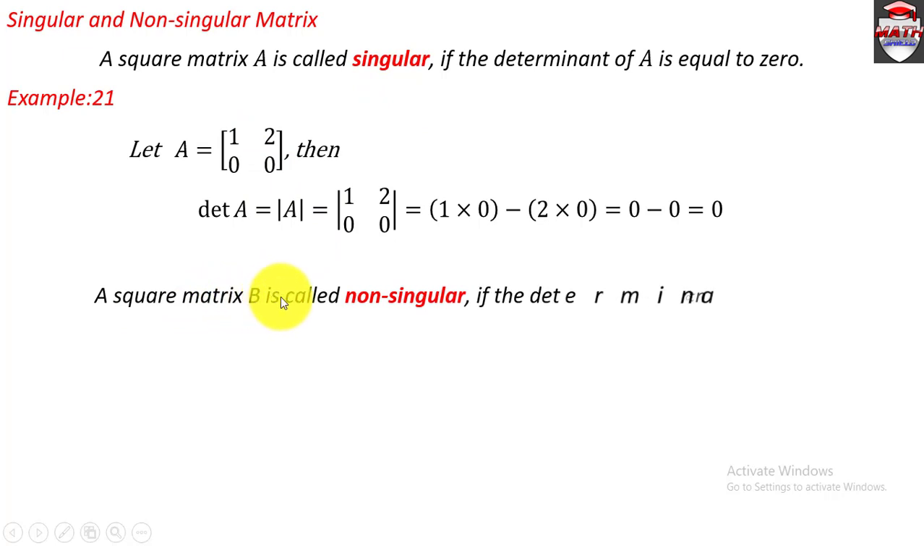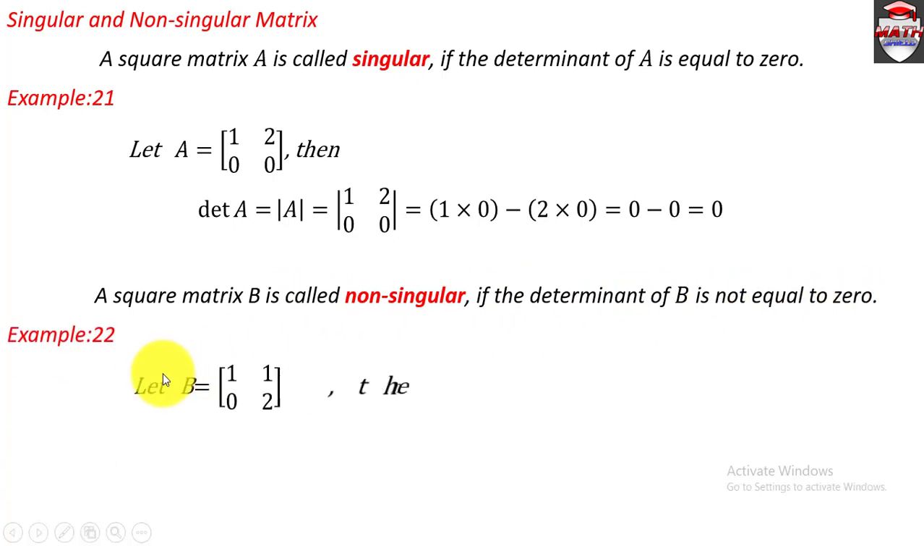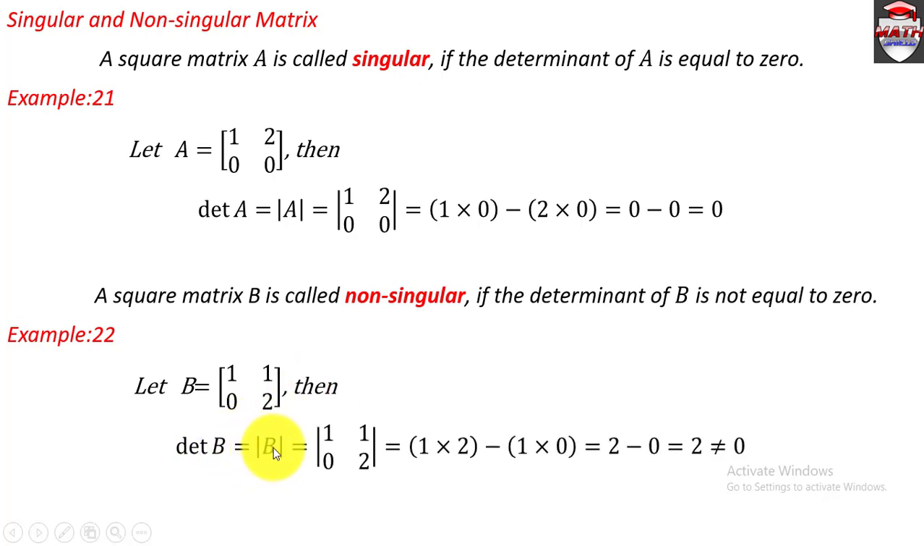A square matrix B is called non-singular if the determinant of B is not equal to 0. Example: let matrix B be the matrix with elements 1, 1, 0 and 2. Then the determinant of B is the determinant of the matrix with elements 1, 1, 0 and 2, which is equal to 2, which is not equal to 0, so matrix B is non-singular.